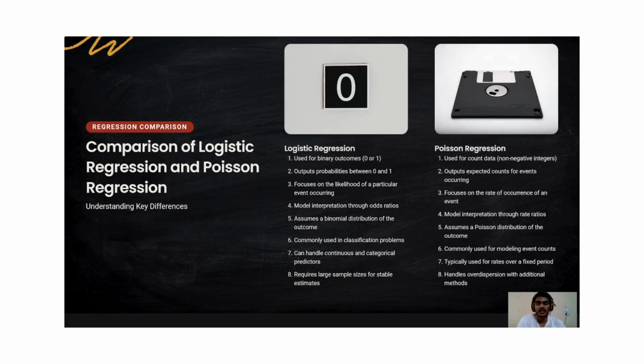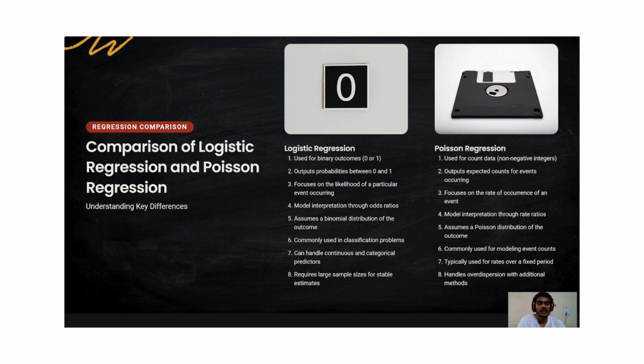Comparison of logistic regression and Poisson regression. Understanding key differences. Logistic regression, Poisson regression. First, used for binary outcomes. Used for count data. Second, outputs probability between 0 and 1. Outputs expected counts for events occurring. Third, focuses on likelihood of a particular event occurring. Focuses on rate of occurrence of the event.